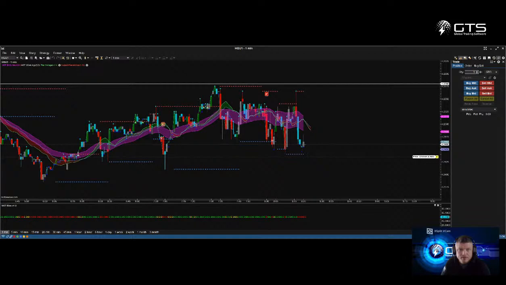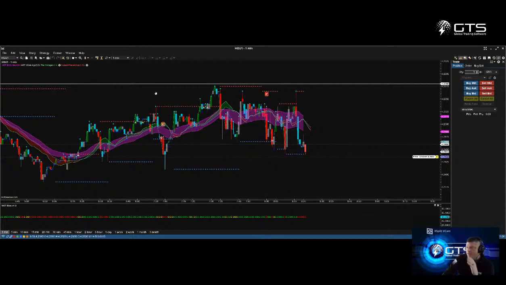Boom. 4-star on the 3 minute. Okay, so we're getting multiple alerts on copper right now. We got a 6-star on the 1 minute and a 4-star on the 3 minute.